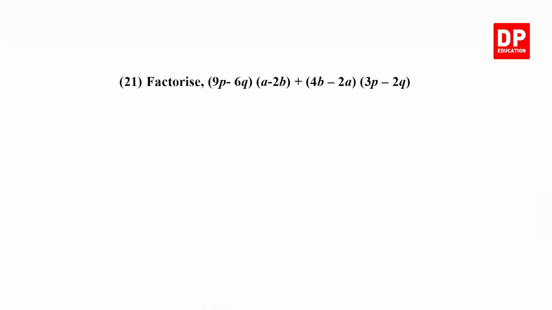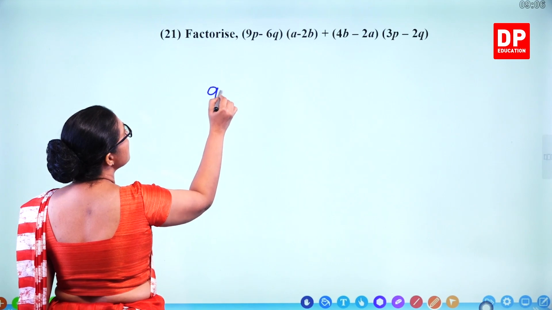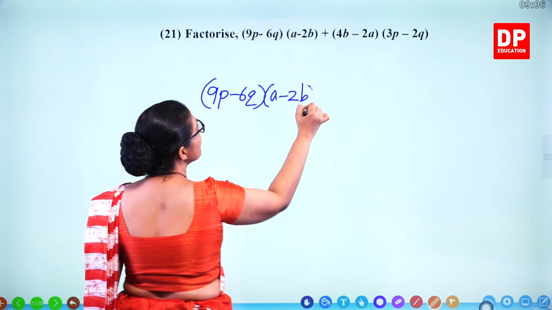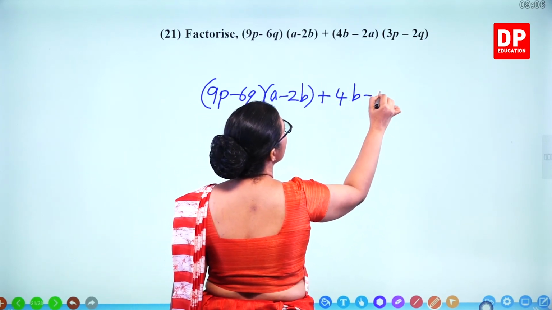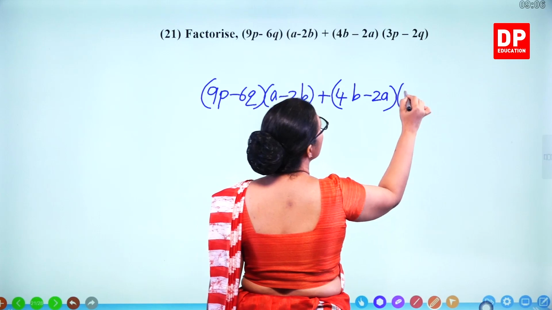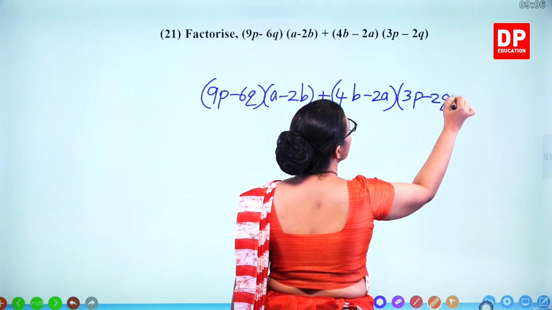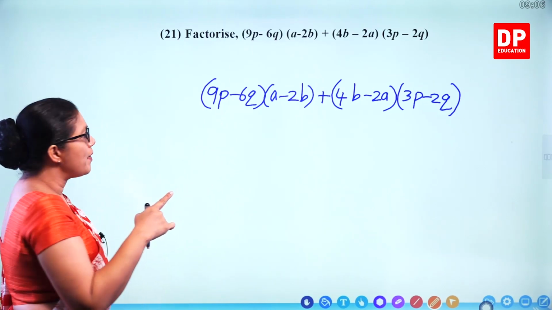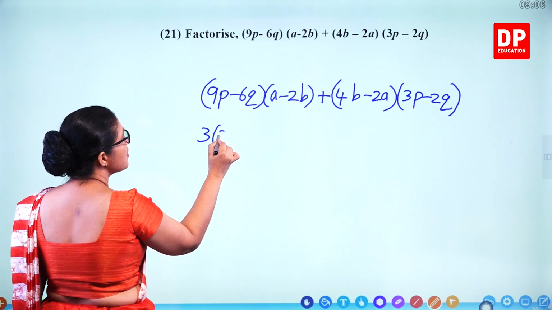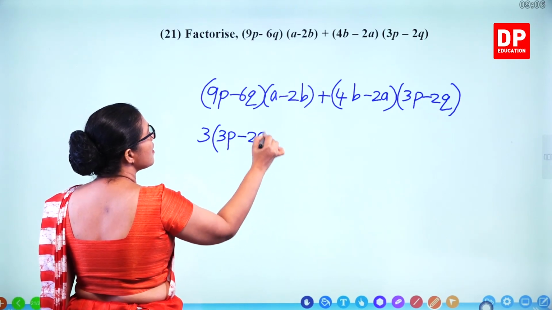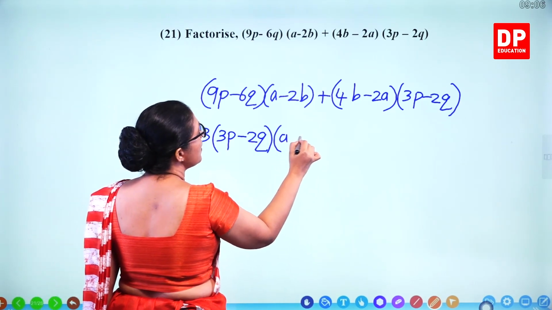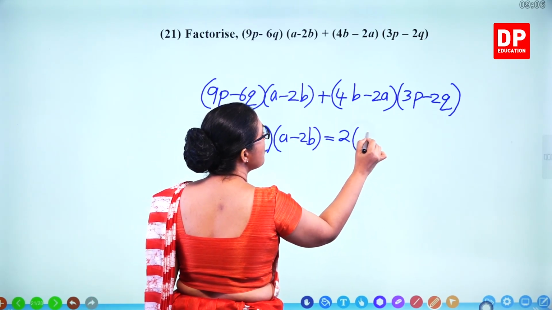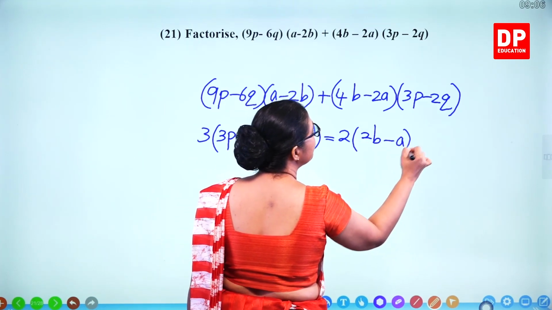Question number 21. Factorize. 2 terms are given. How do you factorize? Can you say 3 is common? Take it out. It's better to take all common terms out first. A minus 2b. From here, I can take 2 out. So what's remaining? 2b minus a.